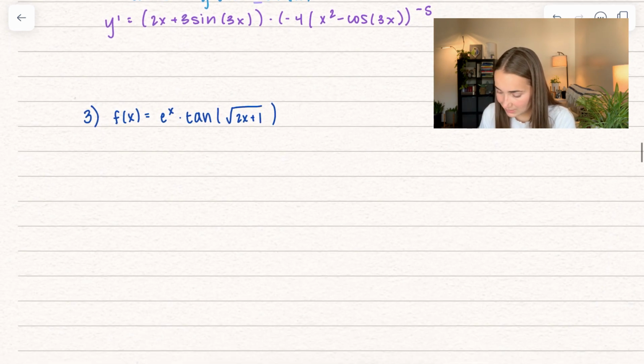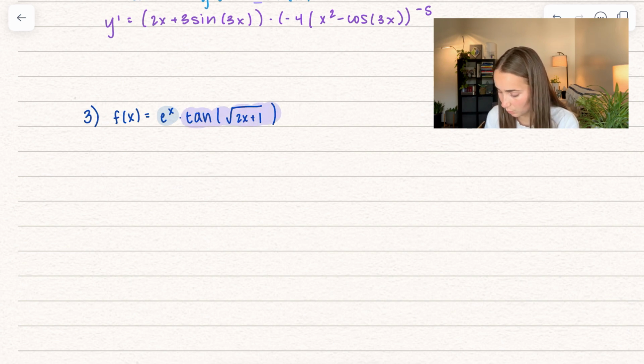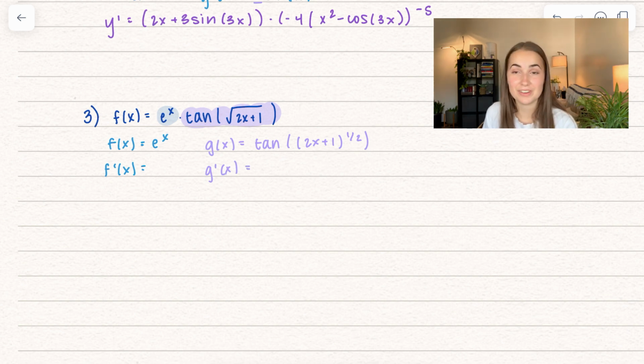Okay, so let's go ahead and use the product rule. So this is an application of product rule with chain rule embedded in it. So if we remember product rule, I have two functions. First, I have my e to the x, which is being multiplied by tangent of the square root of 2x plus 1. So I'm going to go ahead and label my parts real quick.